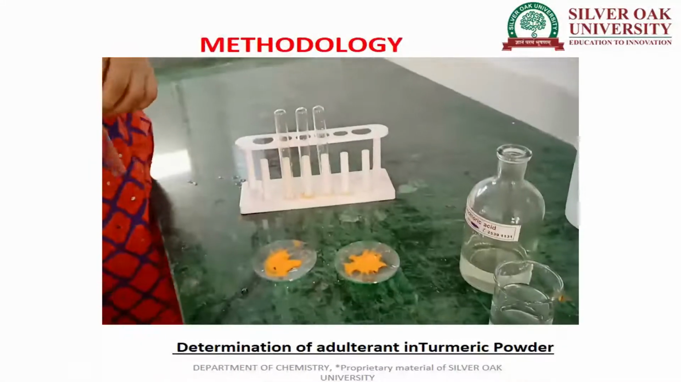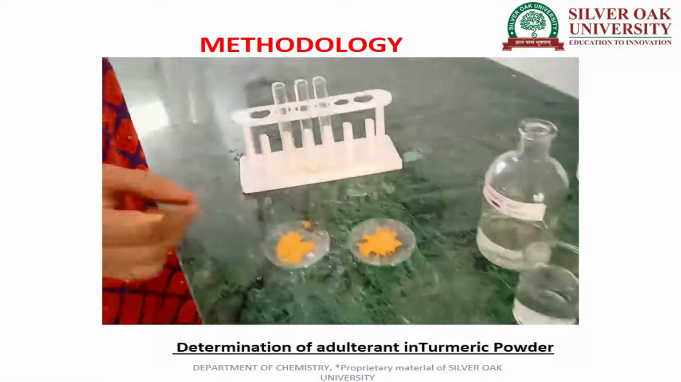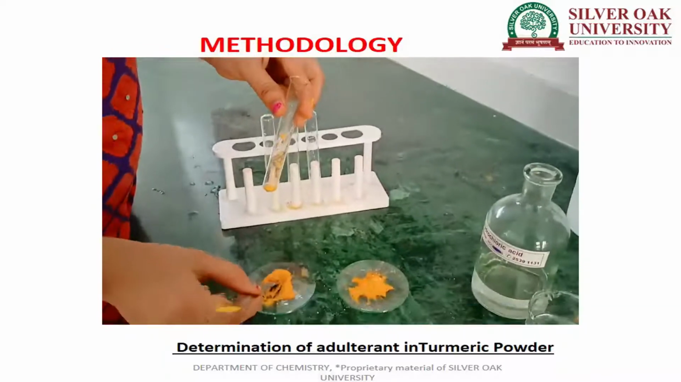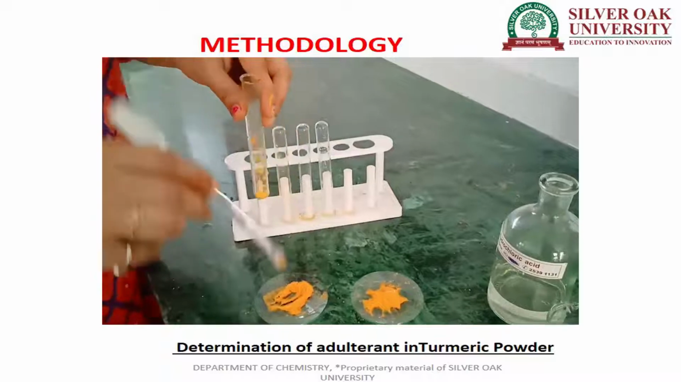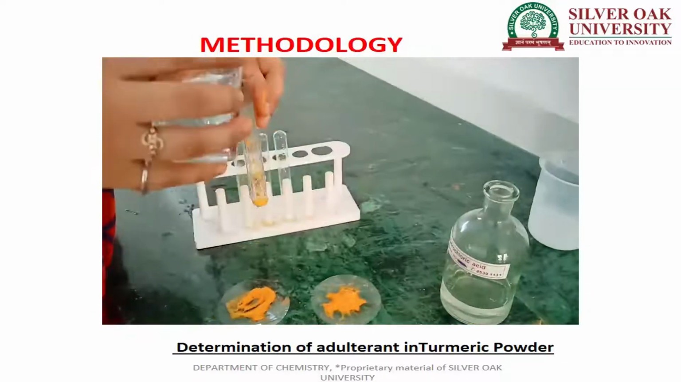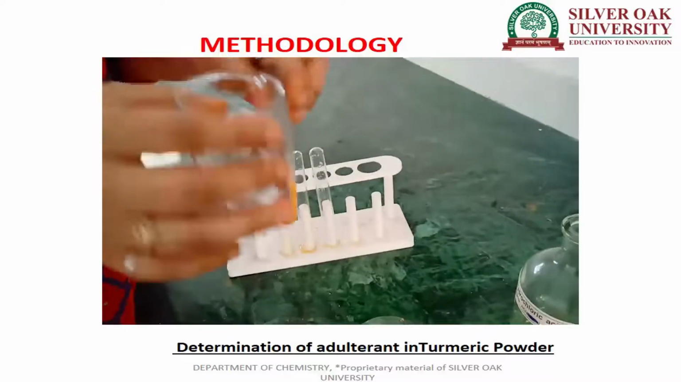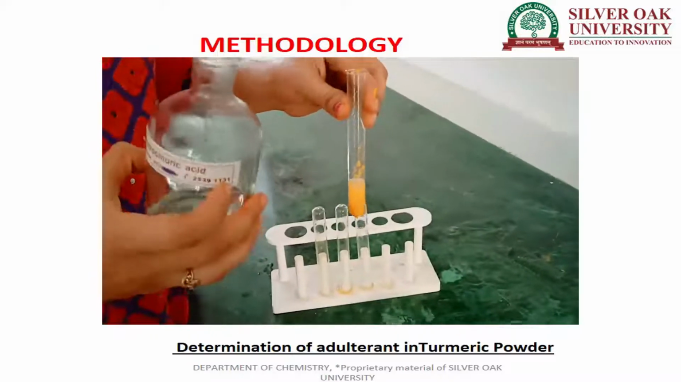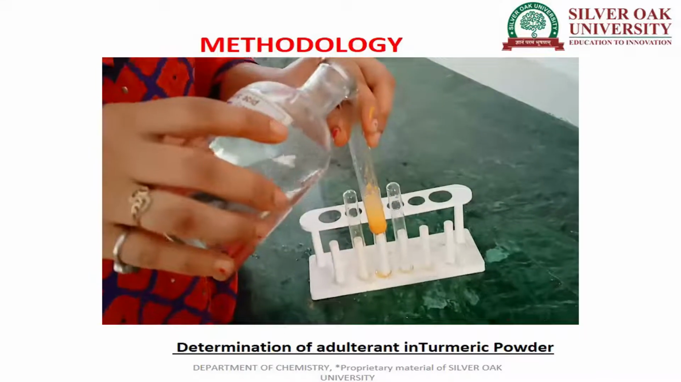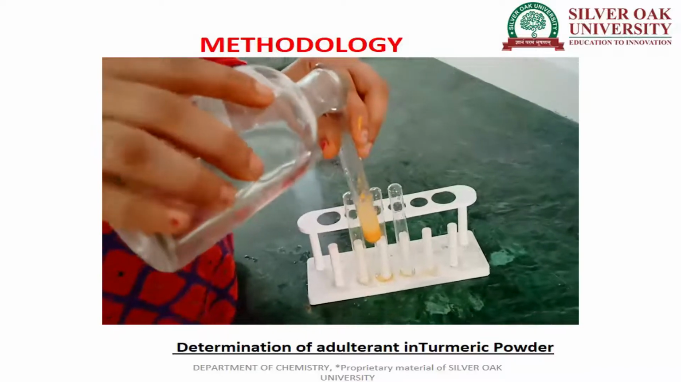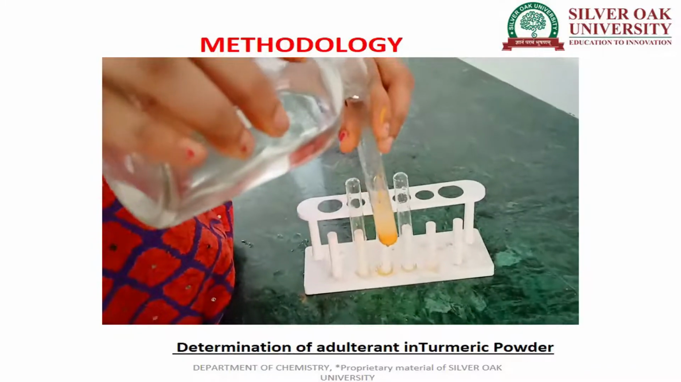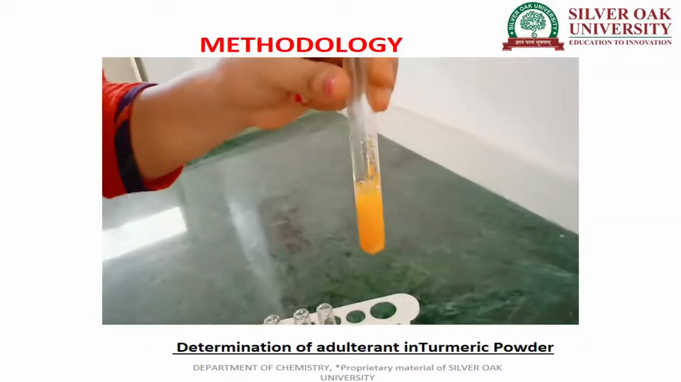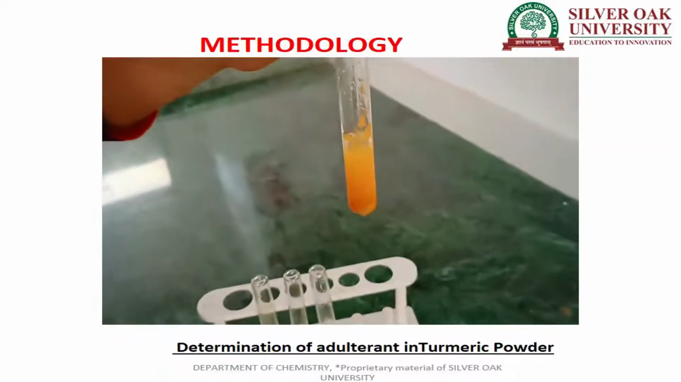Now let us test the presence of chalk in the turmeric powder. For this, we will take 2 gram or some amount of turmeric powder in a test tube and add water to it. Now to this water solution we will add concentrated HCl solution, and if effervescence comes, then there is a presence of chalk powder. As you can see, there is no effervescence, which means the first sample is pure.